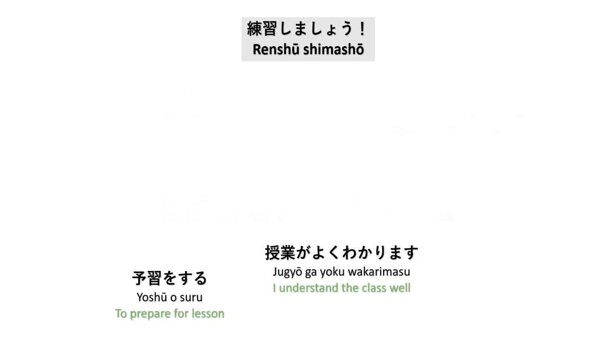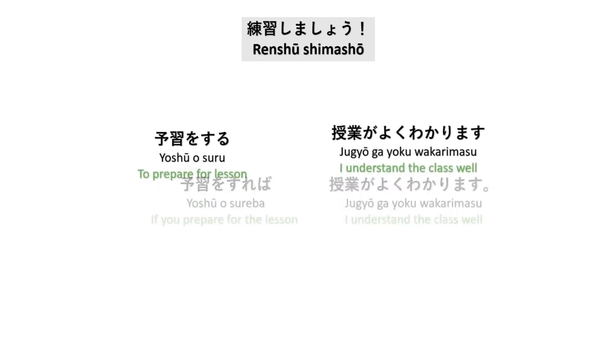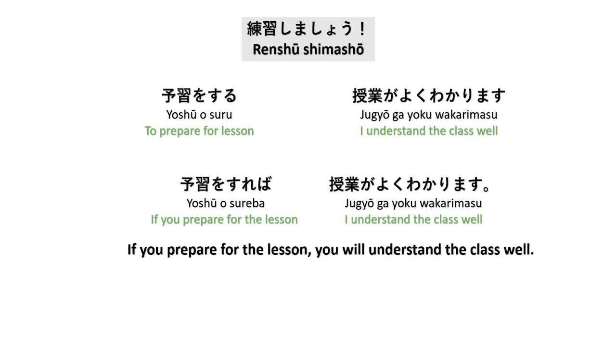And of course, this is the last combination. If you prepare for a lesson, you will understand the class well. 予習をすれば授業がよくわかります。If you prepare for the lesson, you will understand the class well. Okay? Or if I prepare for a lesson, I will understand the class well.